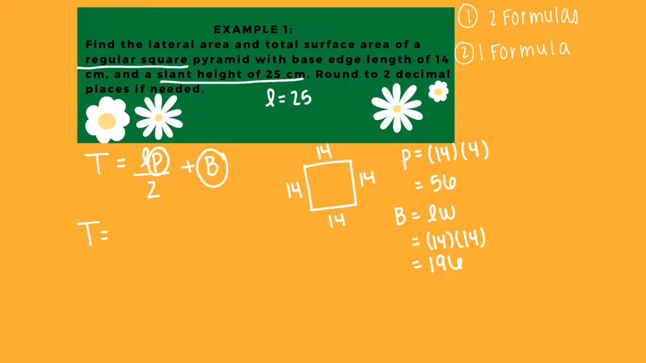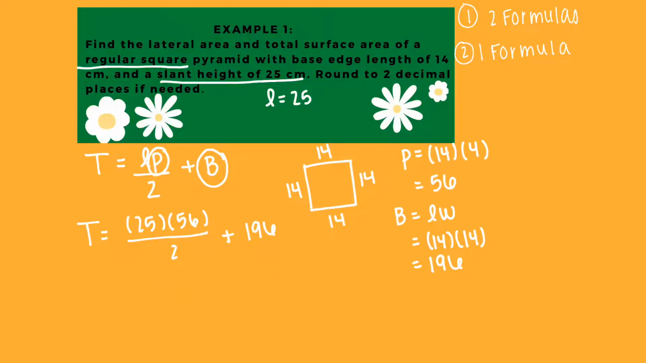Total surface area is equal to, remember, that slant height, which we already had, it's 25, times the perimeter of the base, which was the 14 times 4, so 56, divided by 2. And then in the end, we add it to the area of our base, which is 196. If I was just asking for the total surface area, you could go ahead and plug all of this into a calculator and it would give you one number back. But because I'm looking for the lateral and total, I want to take that next step so that I can find the lateral area as well.